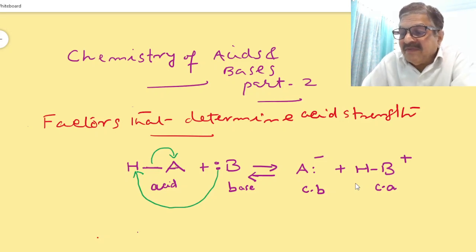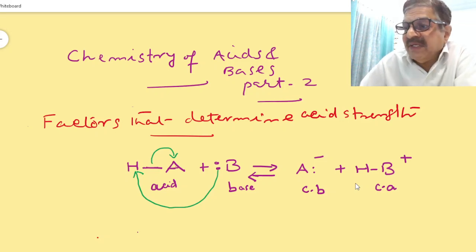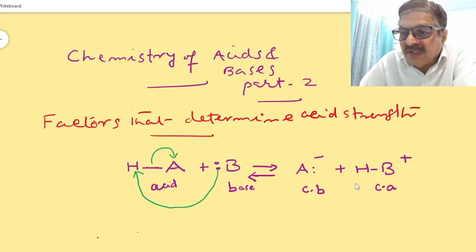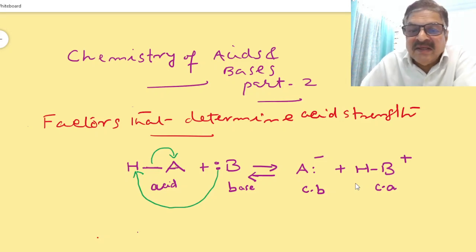Whatever may be the factors responsible, the general principle is the same. Now you are given two acids and asked to compare the acidity of these two compounds. What will you do? First, you have to draw the conjugate base. Then determine which conjugate base is more stable. The more stable the conjugate base, the more acidic the acid. This is the fundamental principle.